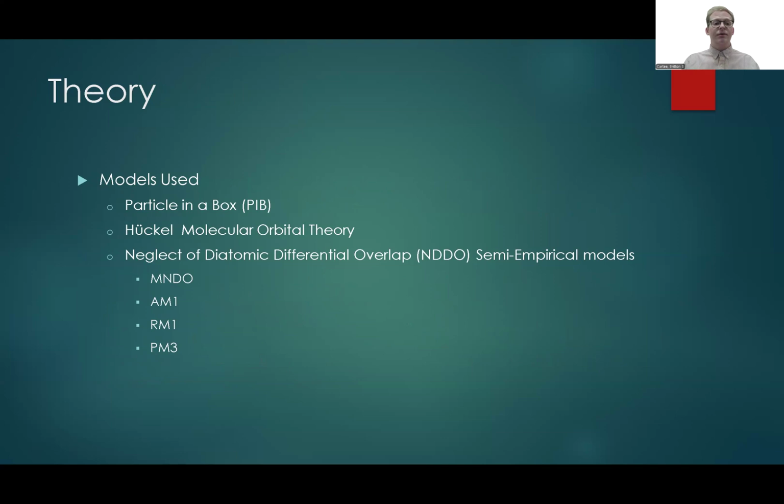So moving on to our theory here. Looking at the models that we're using, like I said, we're talking about particle in a box, the Huckel molecular orbital theory, and the neglect of diatomic differential overlap semi-empirical models. The more specific models being used there, we're testing four methods. That's the MNDO method, which is the basis for the other three methods being used. There's the AM1, the RM1, and the PM3 as well. And we're going to talk more about those in a little bit.